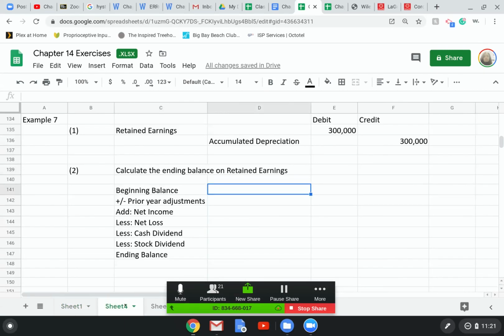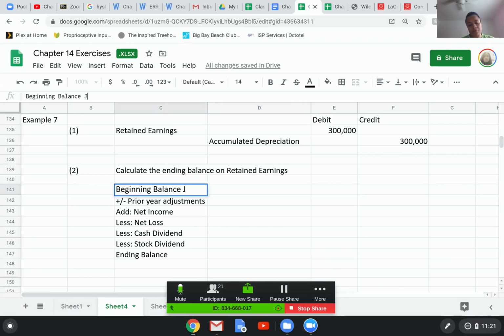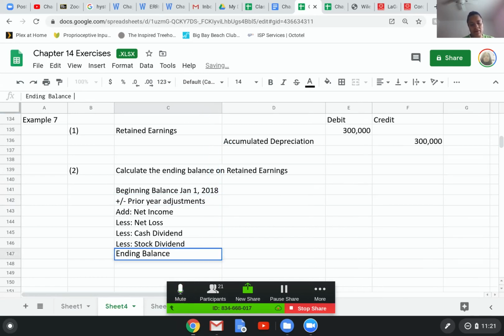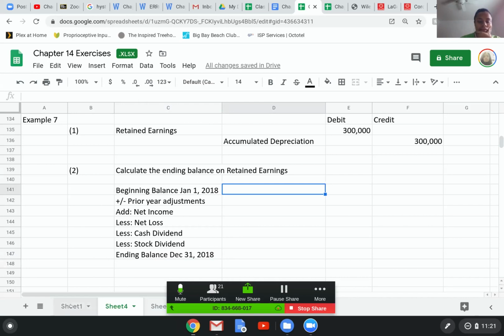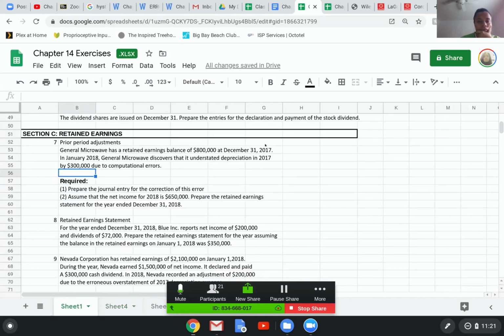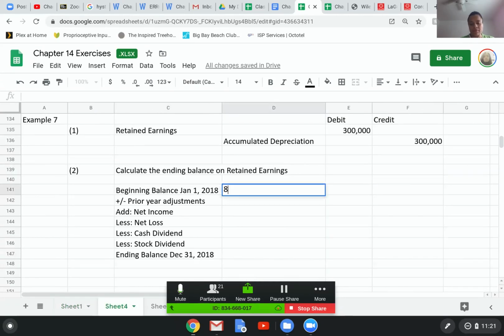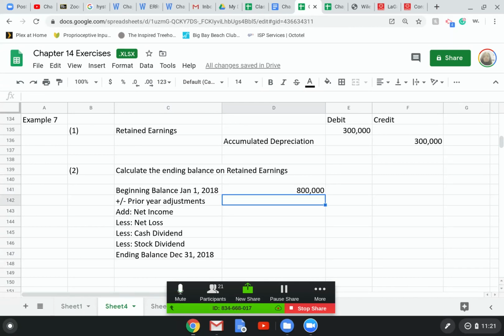Is it 800,000? Mm-hmm. So this beginning balance, we're talking about January the 1st, 2018, right? Because they were asking us to calculate the ending balance at December, so it's for the year. So the January 1st balance is going to be the balance that rolled over from December 31, 2017. So that's 800,000, all right? So 800,000 is where we start. Then minus 300,000?